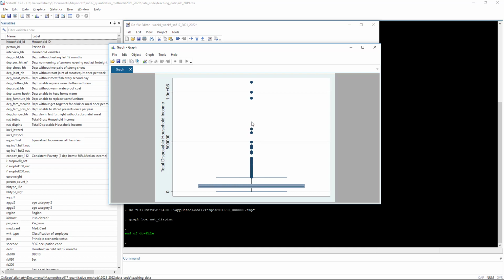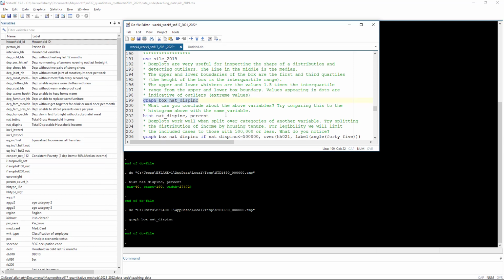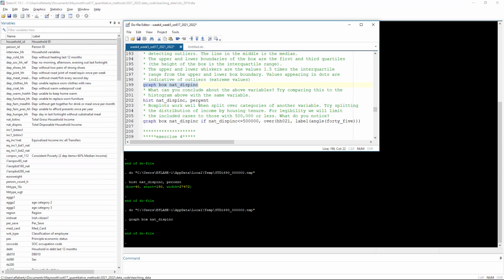But again, it is something we need to think about, and later this will become quite important when we think about how we model and how we analyze further the relationship between other variables and household income. The shape of that distribution is quite important in determining the types of statistical analysis we apply to it. As I said, box plots work quite well when split over categories of another variable.